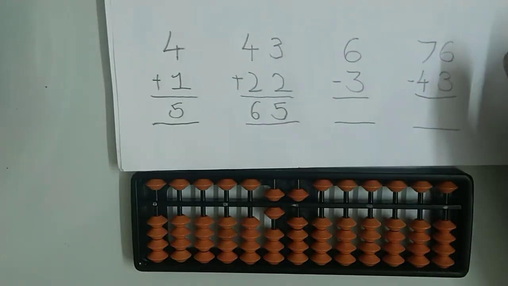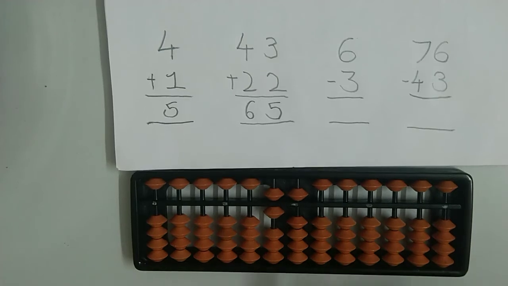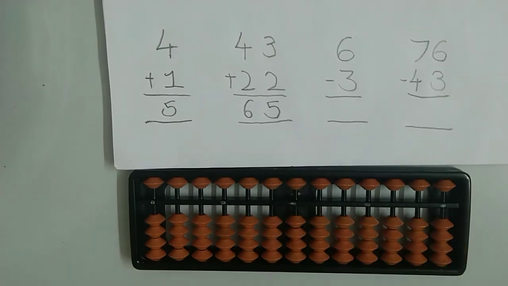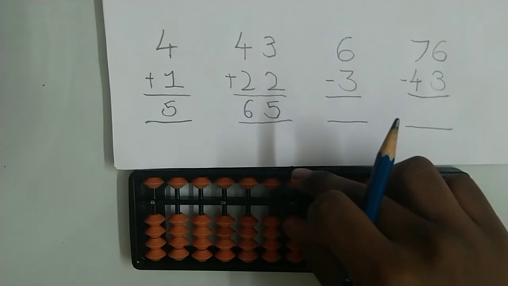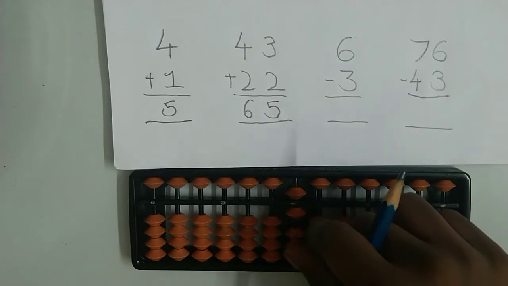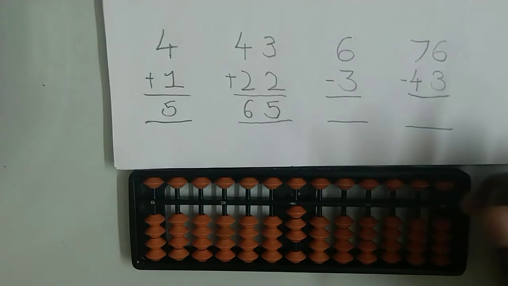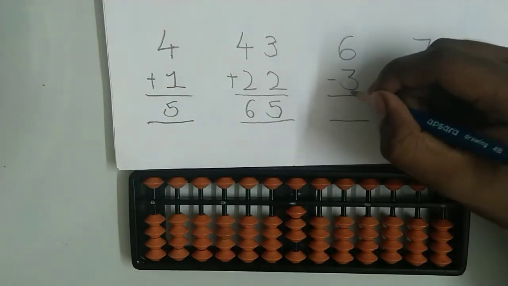Now let's try subtractions. The formula for subtraction is plus friend minus boss. Let's try 6 minus 3. 6, and now we have to subtract 3. The friend of 3 is 2. So first we have to add 2 because it's plus friend, and we have to subtract the boss, which is 5. So we get 6 minus 3 as 3.